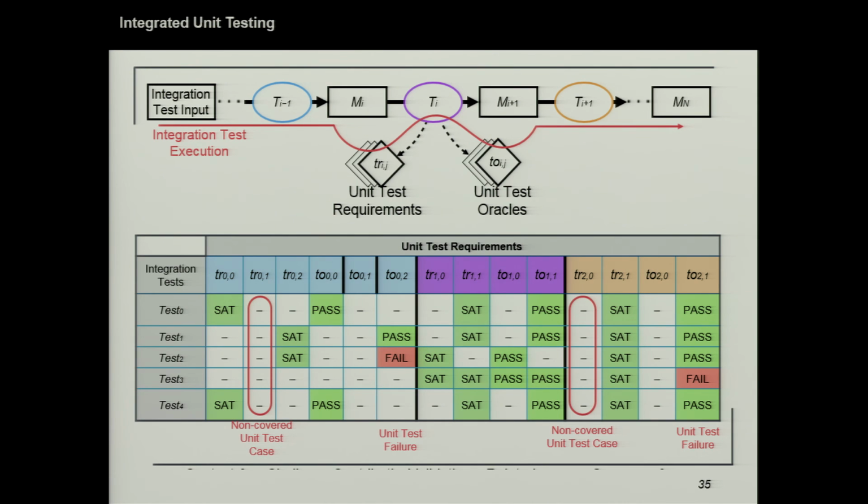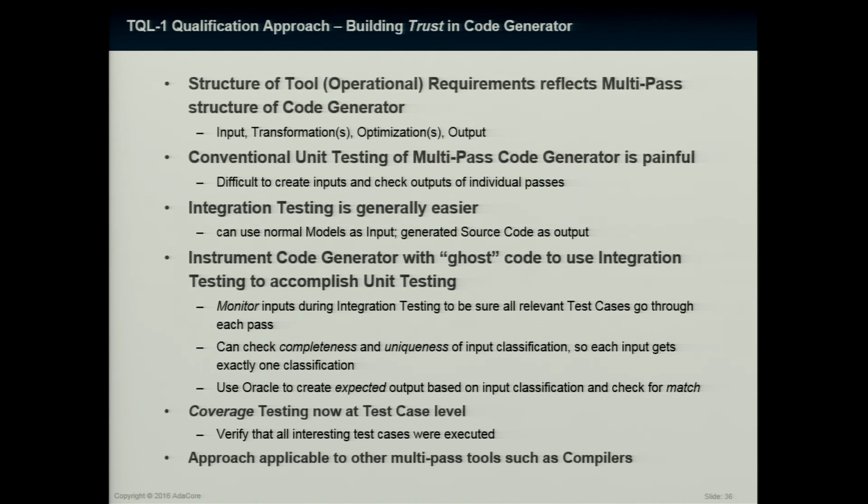So the idea here is you're using integration testing techniques. You're able to view this as a black box, without delving into the internal implementation, in order to accomplish unit testing. You have a multi-pass structure of the code generator, just like many translation and compilation type tools, and your requirements match that structure. You don't want to have to expose the internals, so instead you use this technique to build unit testing into the code, and now you can use integration testing to accomplish unit testing, and that's really the key idea.